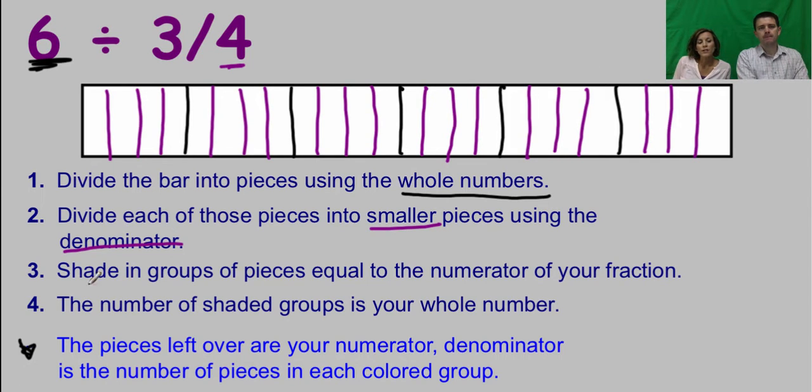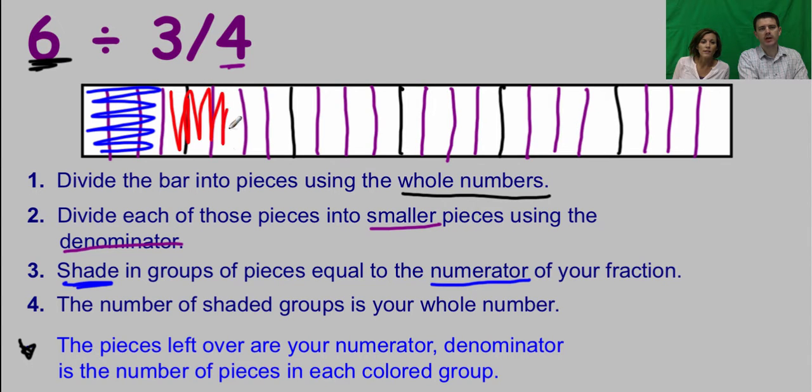Step 3 is we're going to shade in groups relying on what the numerator is telling us to do. So in this case, we have 3 as our numerator in our fraction. So we are coloring in groups of 3. So every 3. If you want to use those colored pencils, go ahead. So we're trying to divide this up into groups of 3/4, so 3 out of the 4 pieces, based on what our numerator is telling us.